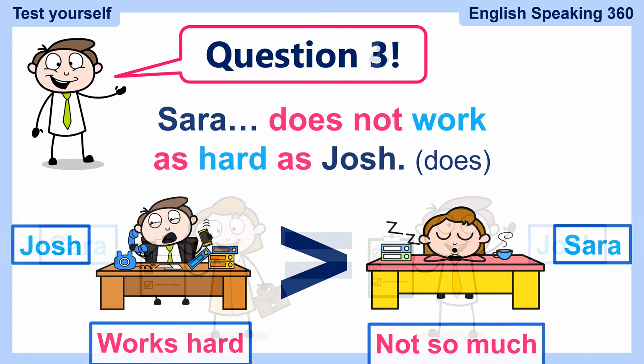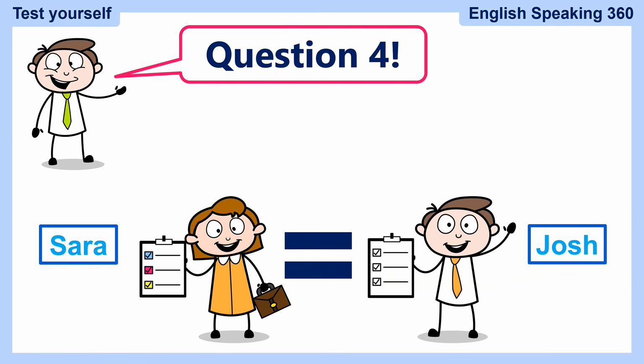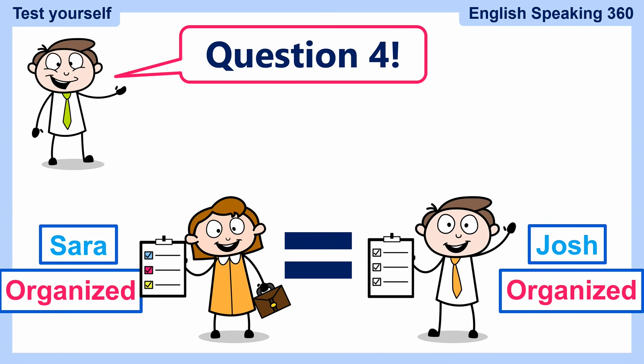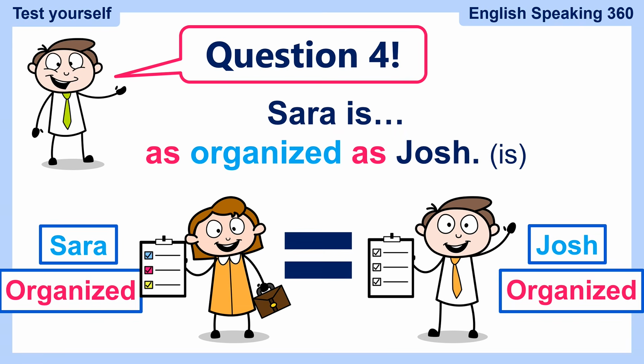1 point. Question 4. Sarah, organized. Josh, organized. So they are equal. Start like this. Sarah is, this one is super easy. Sarah is as organized as Josh. Or Sarah is as organized as Josh is.